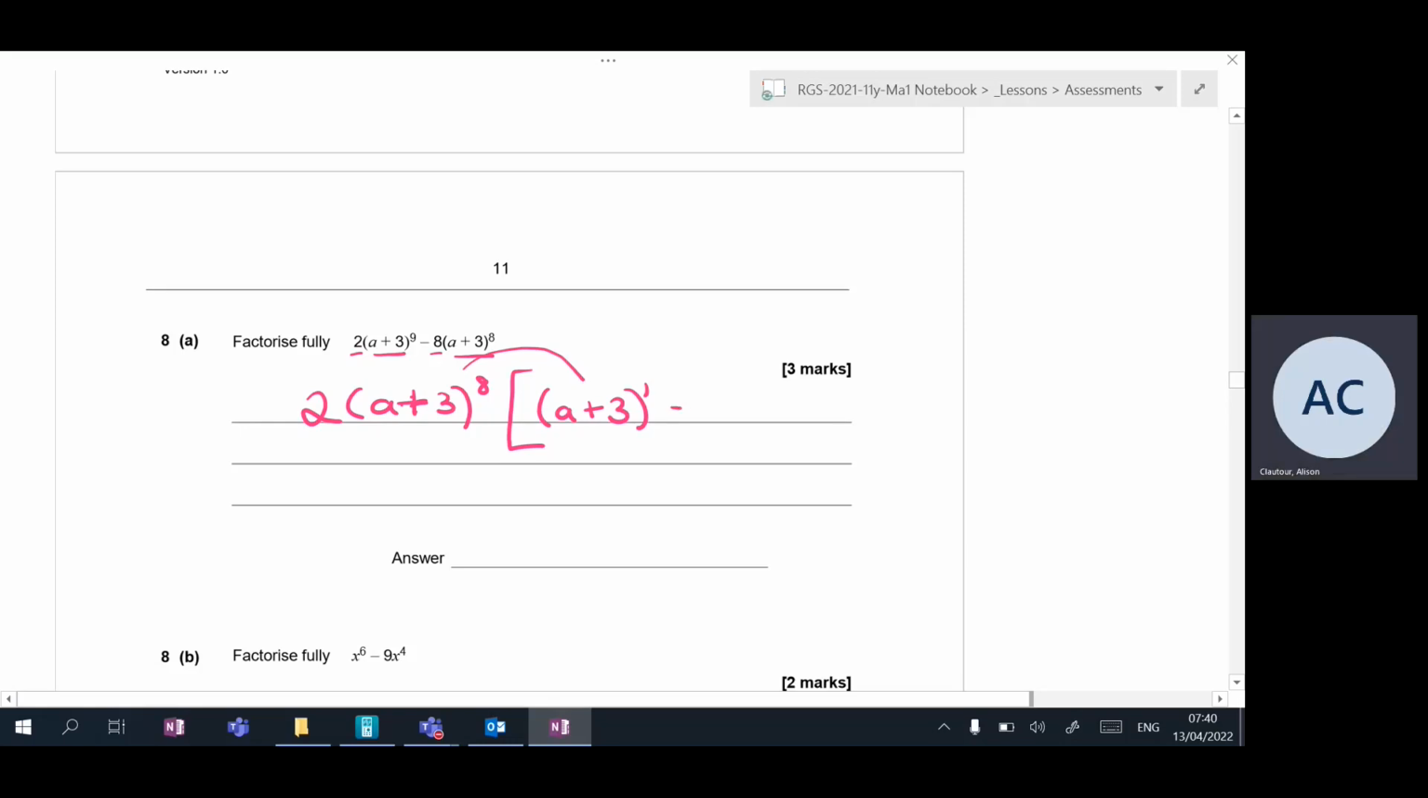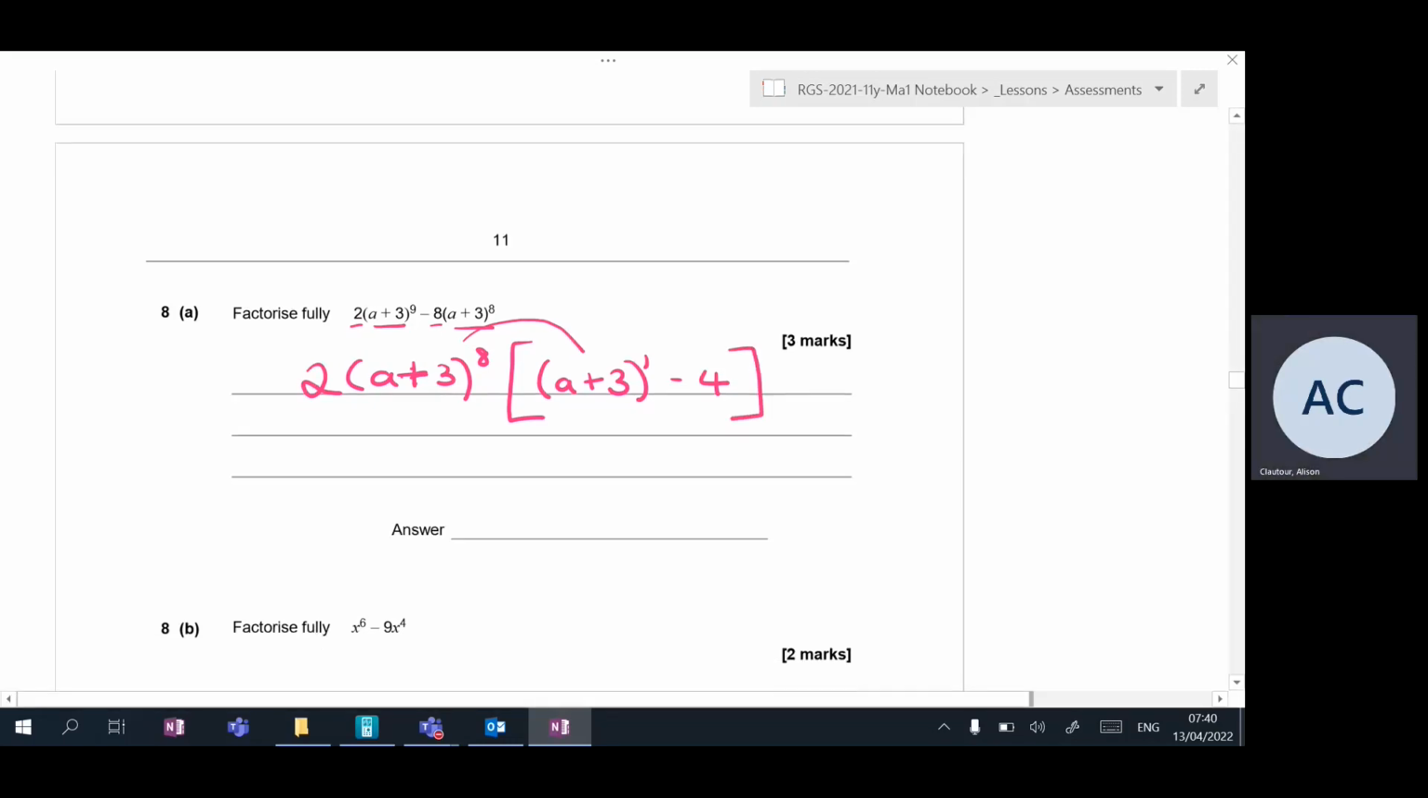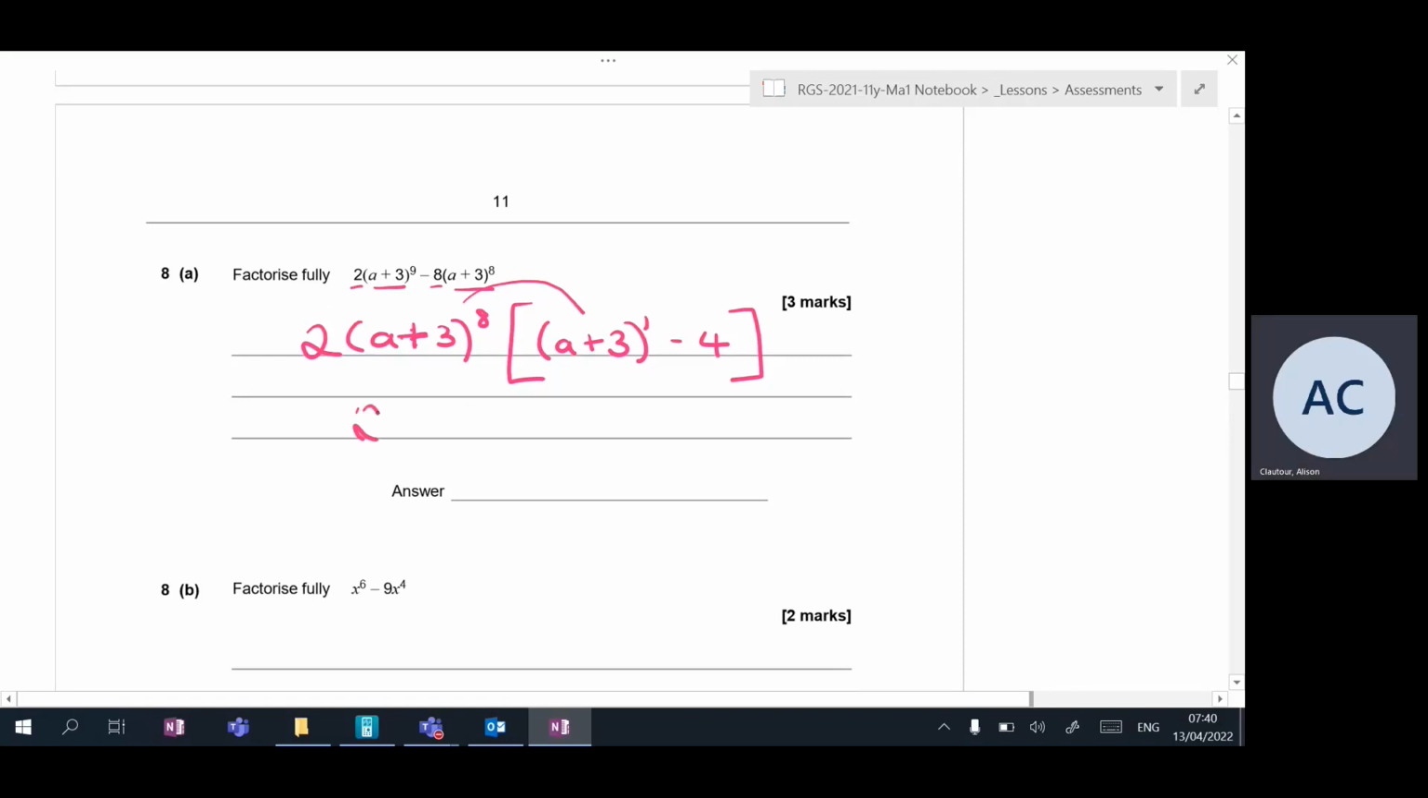For my second term, I've already taken a 2 out the front. So to get the 8, I need a 4. And then I've already got a plus 3 to the power of 8. So that's all I need. I can then sort out what's in the square brackets.